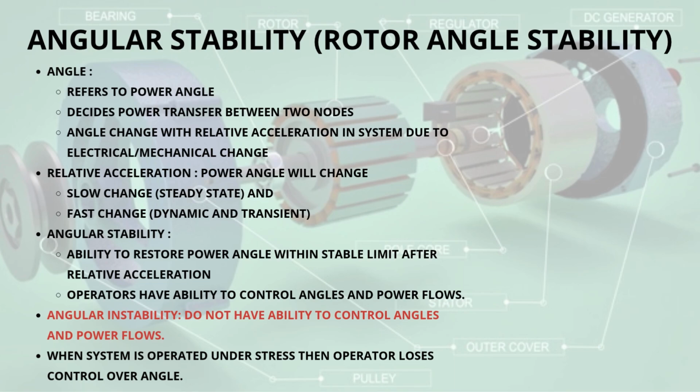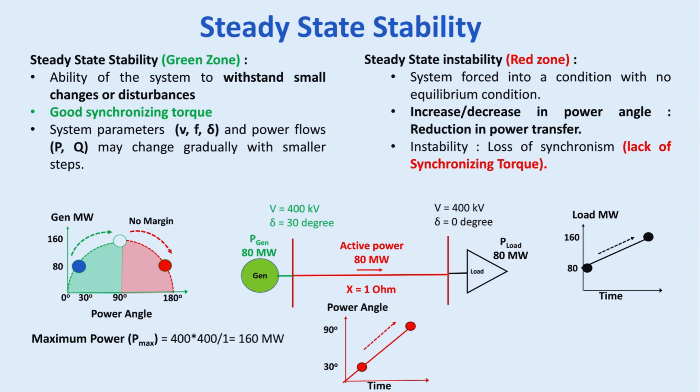Right. Steady state stability is the system's ability to maintain synchronism, to find a new stable angle after these small, slow disturbances. Think normal load changes during the day. And the definition given is angular stability, restoring the angle within limits after acceleration. It says operators have control in a stable system but lose it when stressed. That's the key. When the system has good steady state stability, the green zone, as the presentation called it, there's enough synchronizing torque. Small changes happen, parameters shift gradually, but the system smoothly finds a new equilibrium.